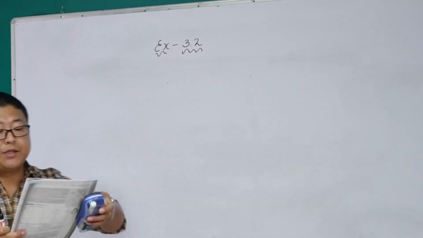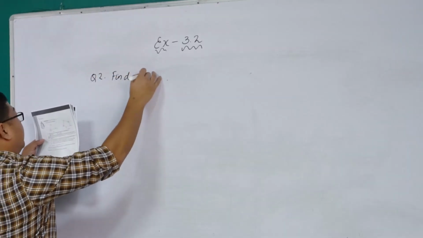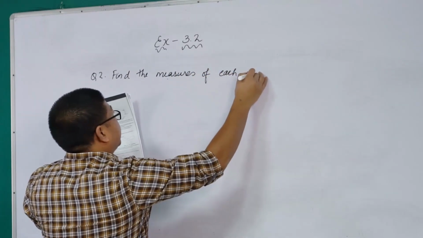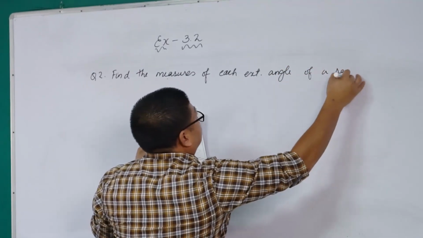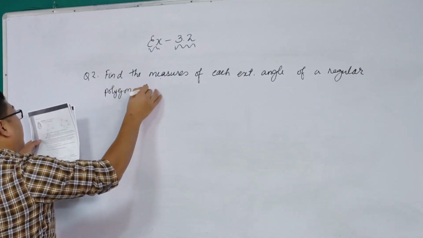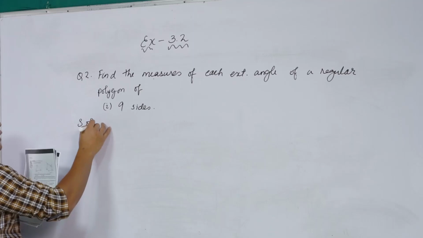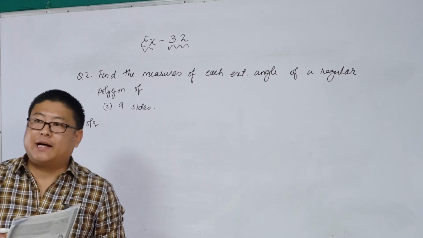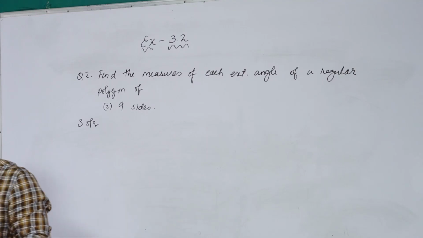Now, the second question is, let me write down the question for you. Find the measure of each exterior angle of a regular polygon of 9 sides. Now, here we have to find the measure of exterior angle of a regular polygon which has 9 sides. Now, before we go on to this, we have to know a formula.